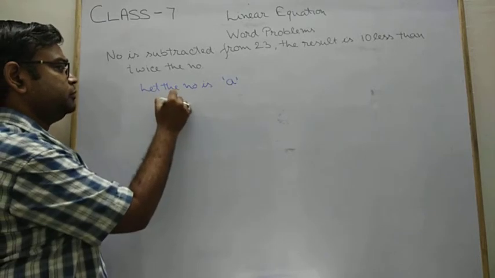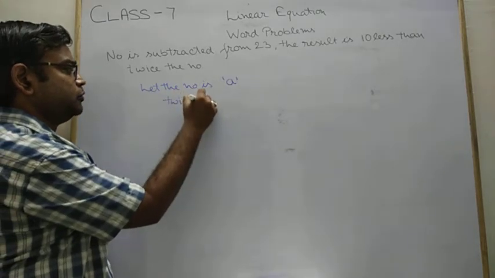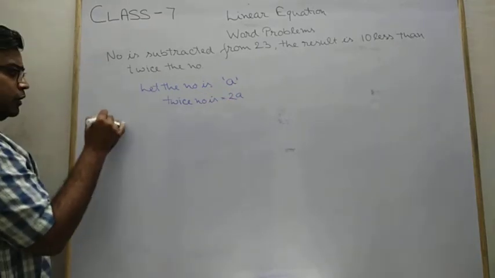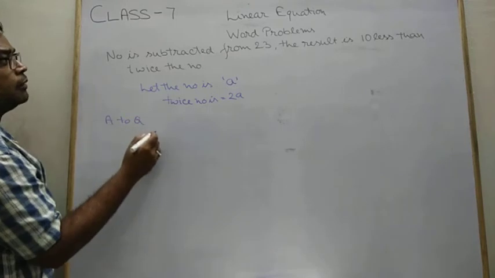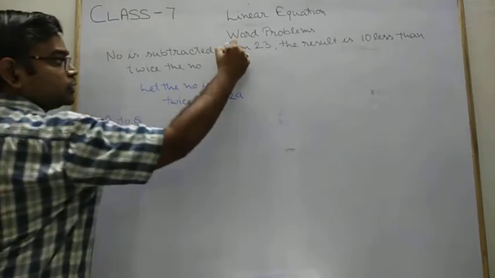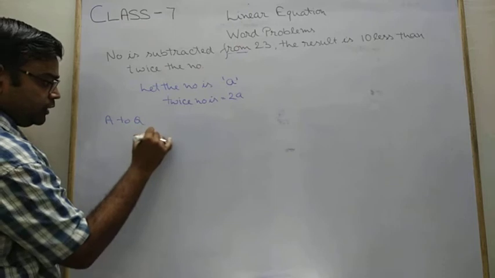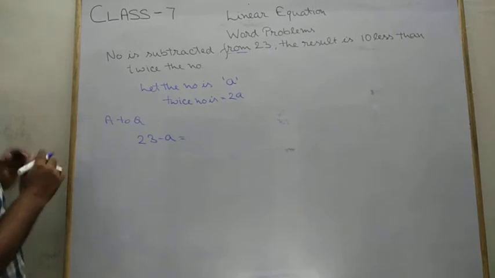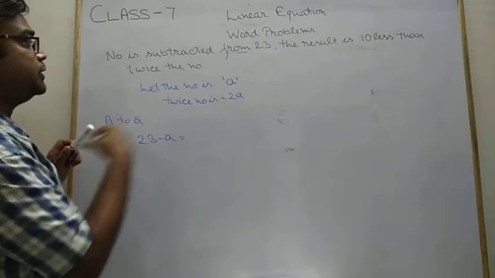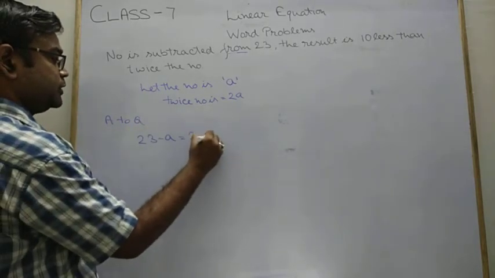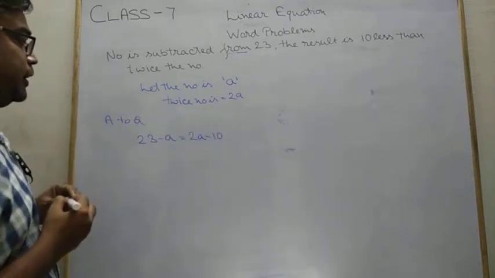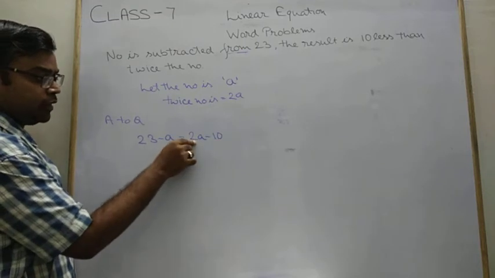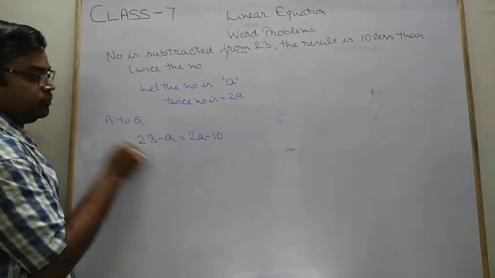So what is twice the number? Twice means double. Twice the number is 2a. Now it is sufficient. According to the question, the number is subtracted from 23. From means 23 minus a is, whatever we have, the result. The result is 10 less than twice the number. 10 less means 2a minus 10. So 10 less than twice the number is equal to this part.